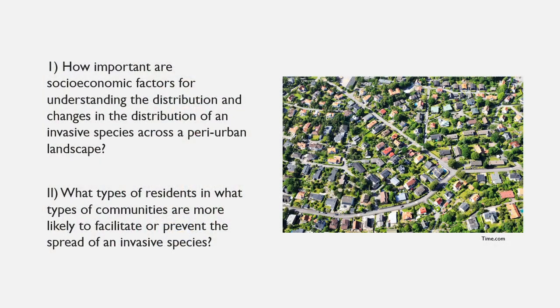So this led me to my two main research questions for this project. The first is, how important are socioeconomic factors for understanding the distribution of, and changes in the distribution of, an invasive species across a peri-urban landscape? And the second is, what types of residents and what types of communities are more likely to facilitate or prevent the spread of an invasive species?